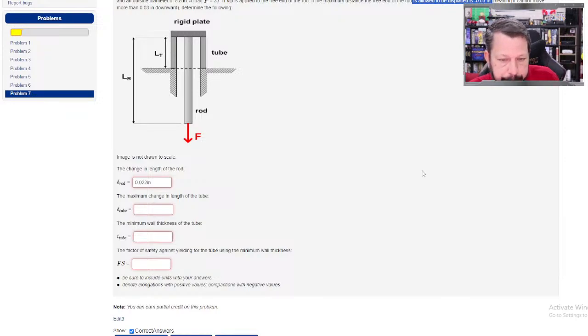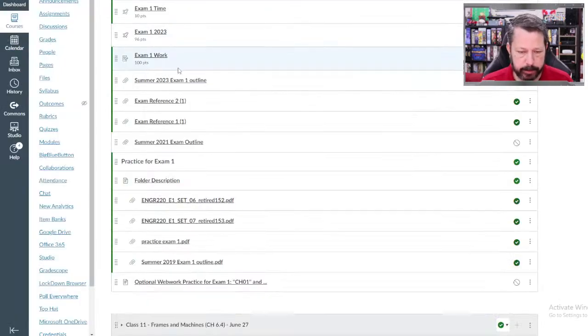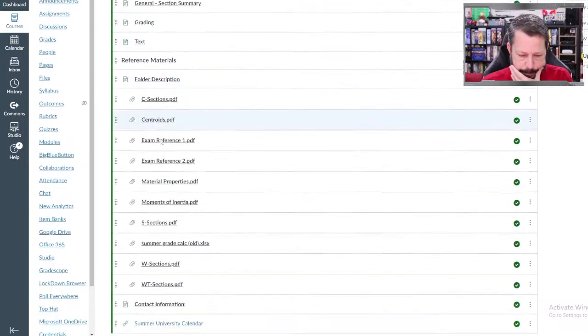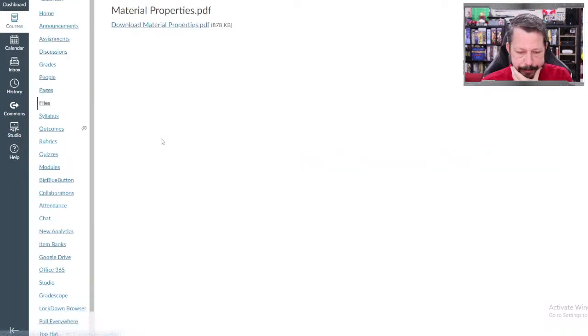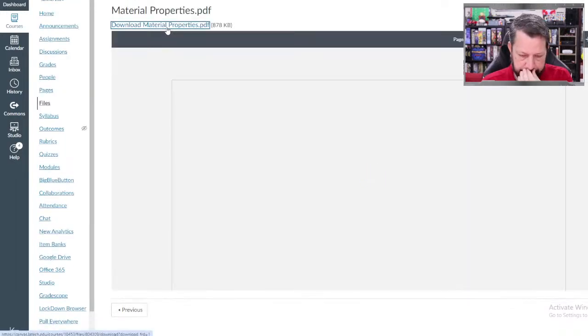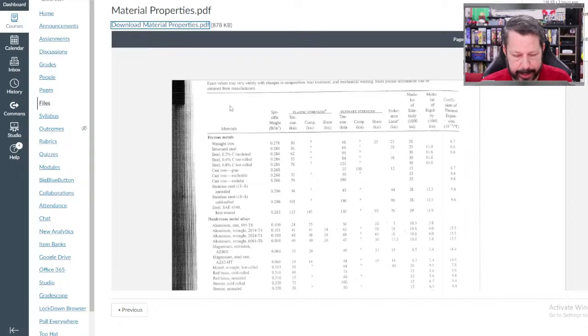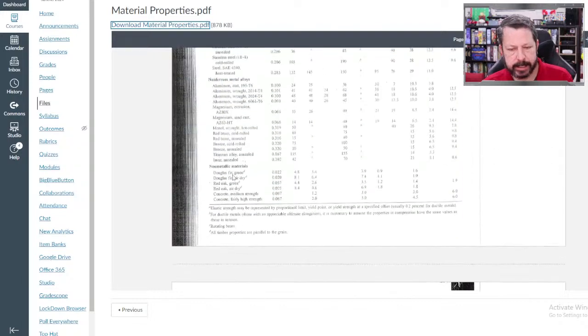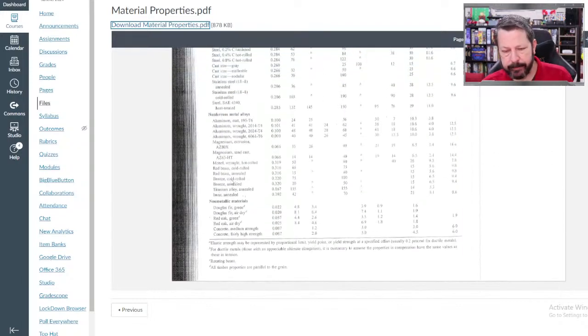Does it not tell me that? Oh, all right. So I have to look it up. It says a cast aluminum 195 T6 hollow tube. So I have to go over here to my material properties. And I need to use the same unit. So I have two of these, right? I have one for metric units and one for the US units. And you can't translate between them.